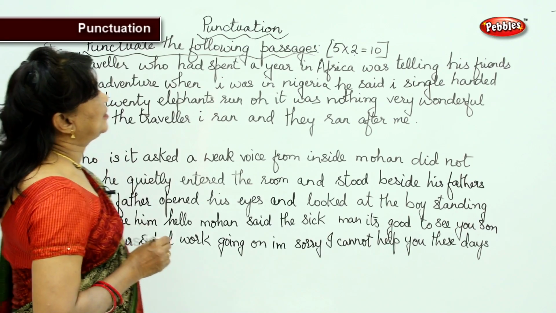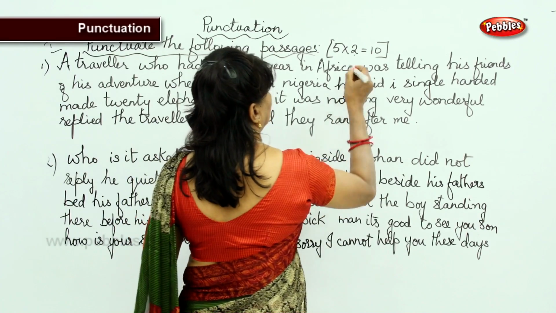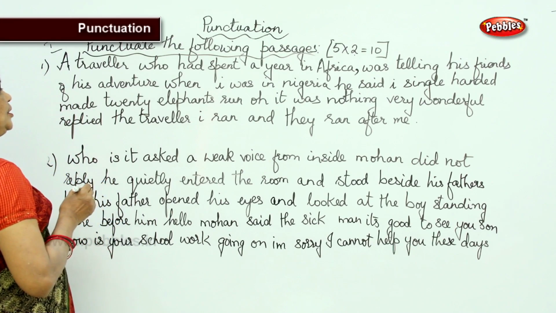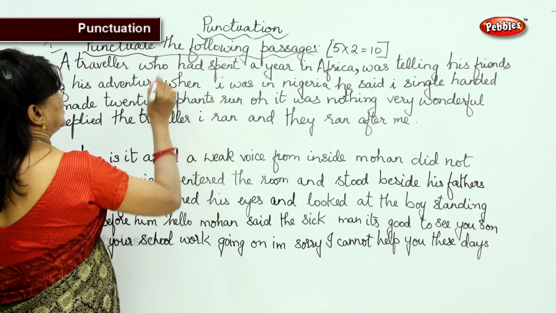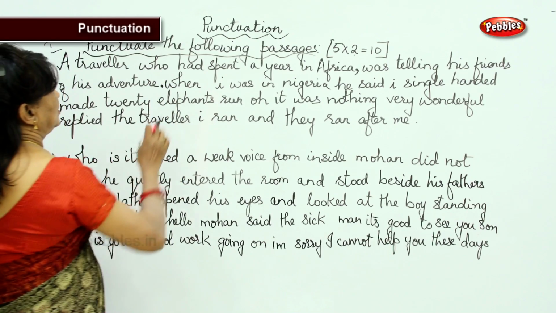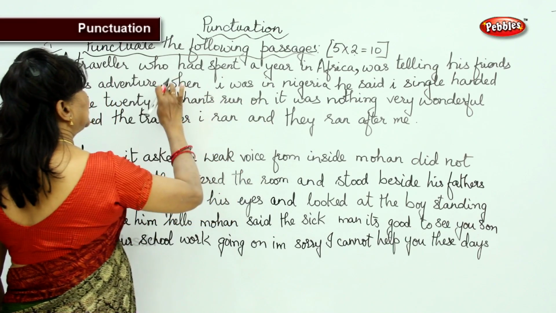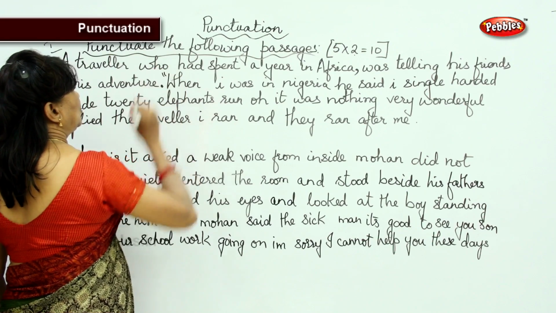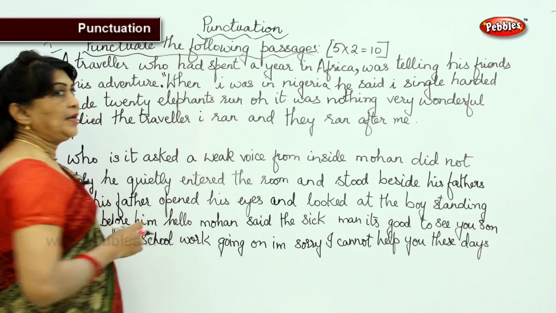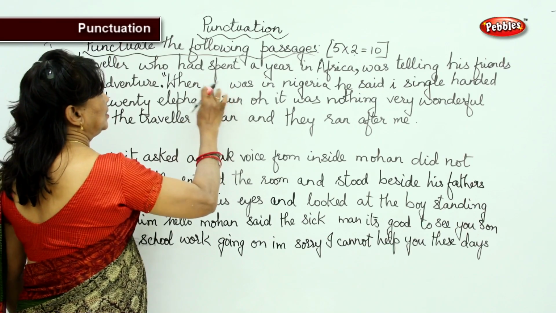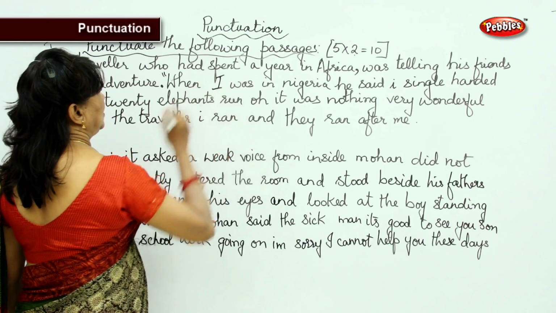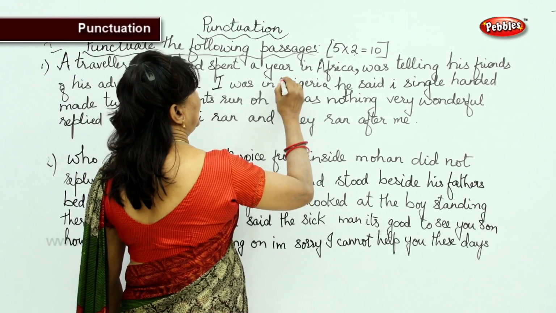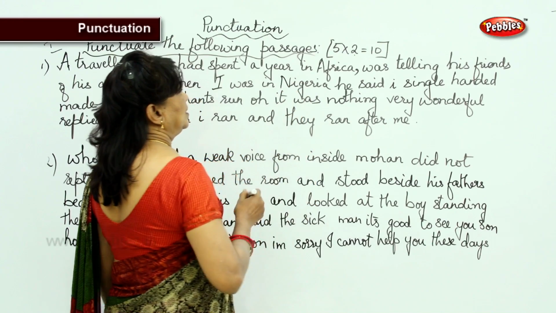a traveler who had spent a year in Africa, comma, was telling his friends of his adventure, full stop. When I was in Nigeria, now he is telling them something. So, capital W and quotation mark. And always I, when it is used as a pronoun, you should use capital I. When I was in Nigeria, capital N, name of a country.